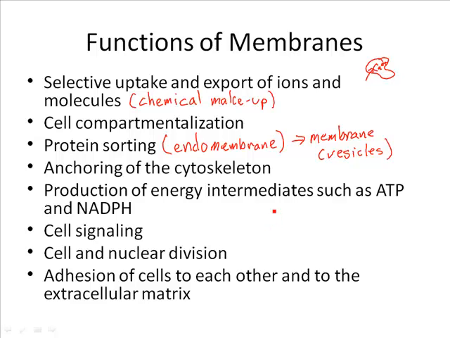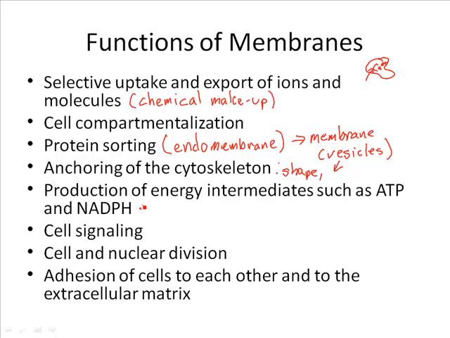Next function of the membrane, to anchor the cytoskeleton. Recall the cytoskeleton aids in maintaining cell shape, gives a cell tensile strength. It also is involved in transport. For example, transport of vesicles occurs using the cytoskeleton. How does the cytoskeleton maintain its place in the cell? It's anchored to membranes.